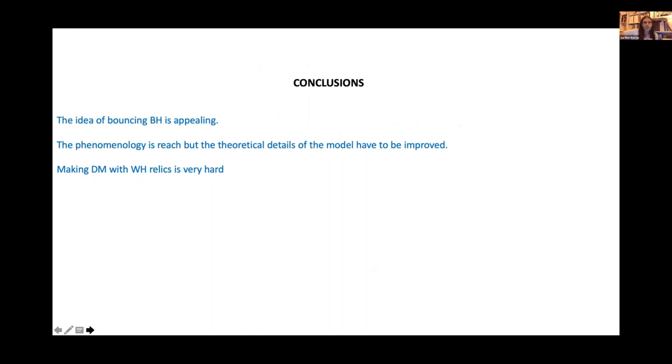To conclude, the idea of bouncing black holes is appealing. The phenomenology is rich, but we need more theoretical details at the level of the model to really be able to compute a clear signal. And in my opinion, making dark matter with metastable white hole relics is possible, but extremely constrained. Thank you.